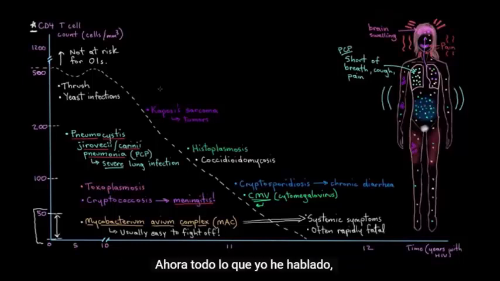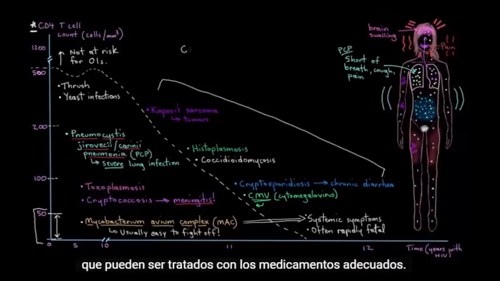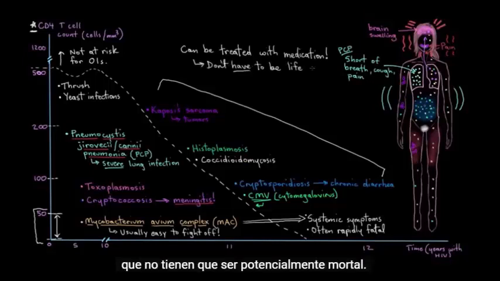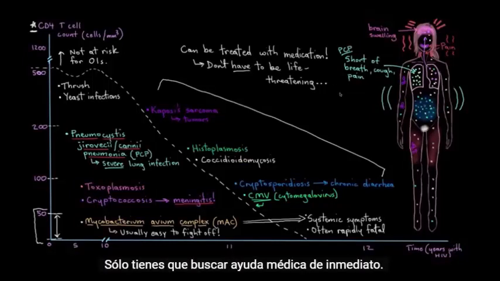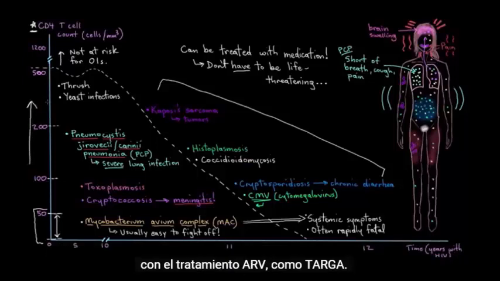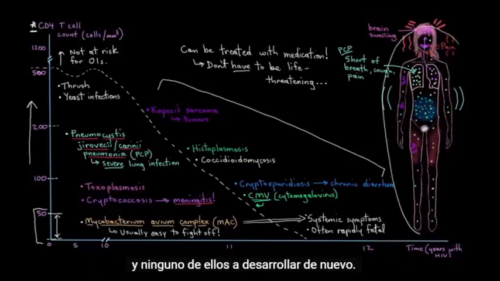Now, everything I've talked about, all of these AIDS-defining opportunistic infections, they can be treated with the right medications. So with access to treatment, they don't have to be life-threatening. You just have to get medical help right away. And then once they're treated, the focus would then be on raising your CD4 cell count with ARV treatment, like HAART, so that hopefully your immune system gets stronger and none of these develop again.